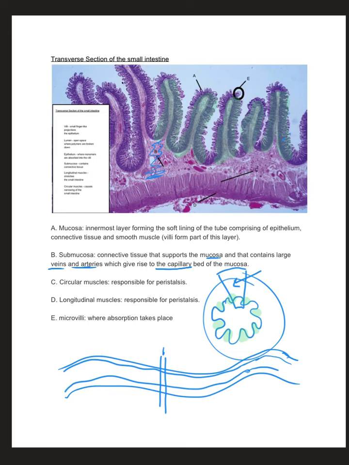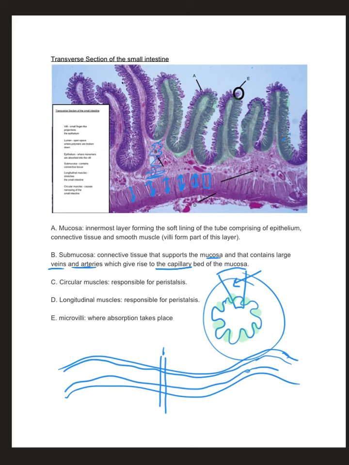And then C, you see the circular muscles. You know these are circular because they run up and down this way. They look kind of like villi, but they're on the outermost layer. You remember, looking at circular muscles, they contract to help push the food through. They keep the food from going backwards.